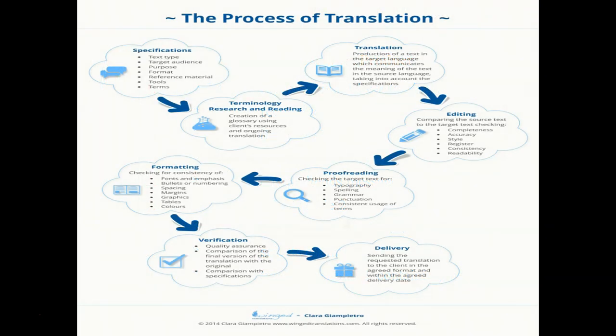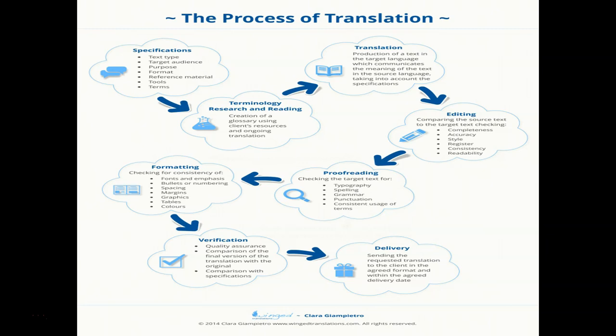The process of translation, as we said, is viewed differently by different writers. This is another version of the process of translation that starts with first specification, that is to say the text type or the target audience, the purpose of the translation, and the reference material, tools, and even terminologies. And then the second step is terminology research and reading.